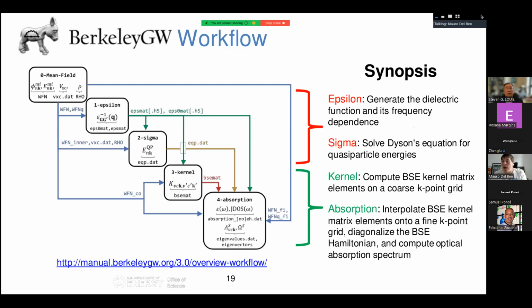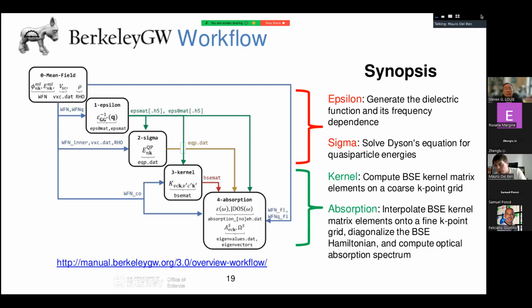Now, a synopsis of each of the modules. Epsilon, as the name says, calculates the epsilon function, so it's the dielectric function and the corresponding frequency dependence. Sigma uses the dielectric function in order to calculate the screened Coulomb interaction, builds up the Dyson equation, and solves it in order to get the quasi-particle energies. Kernel uses the information from epsilon, from the dielectric function, in order to calculate the kernel matrix elements on a coarse grid. And absorption takes all the information together, interpolates from the coarse grid to a fine grid; the kernel matrix elements as well as the quasi-particle energies build up the BSE Hamiltonian, and it diagonalizes the BSE Hamiltonian in order to calculate essentially the optical absorption spectrum.